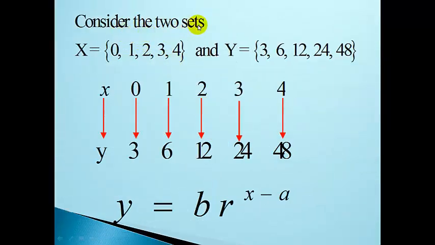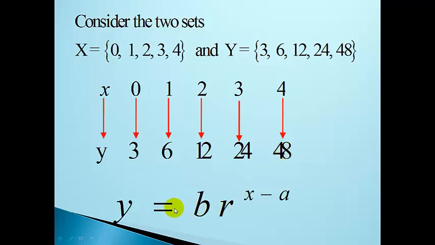Now let's consider the two sets. The set X, we have the elements 0, 1, 2, 3, 4. And with the set Y, we have the elements 3, 6, 12, 24, 48. By means of an arrow diagram, the elements of the set X can be mapped to the elements of the set Y, as shown below. So 0 maps to 3, 1 maps to 6, 2 maps to 12, 3 maps to 24, and 4 maps to 48.